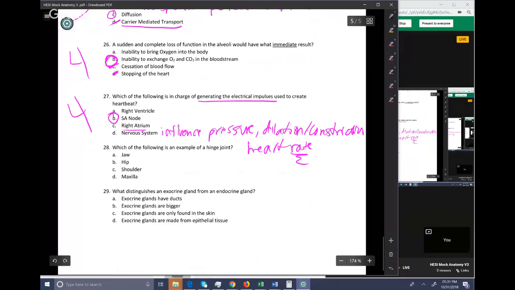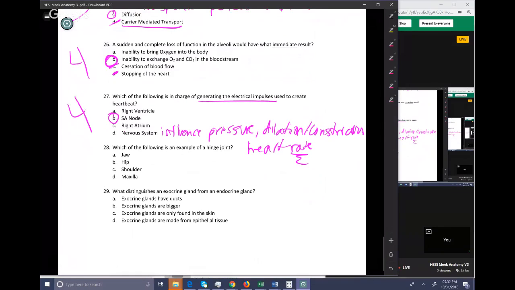The right atrium is the location of the SA node. So if you thought right atrium, you're picturing it right. You've got the node in the right place, but the right atrium in and of itself does not do anything with electricity. That's the SA node specifically.